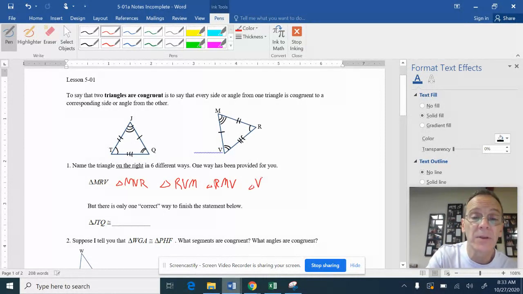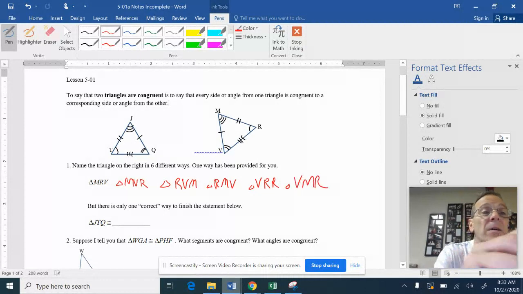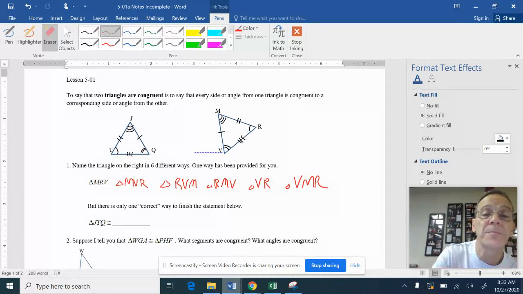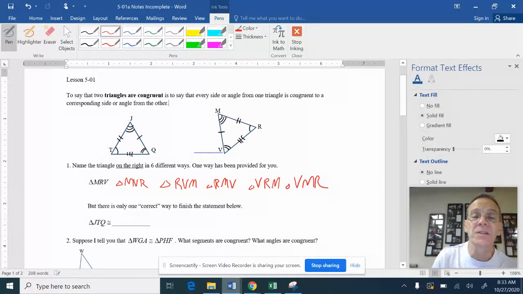And now I'm going to use the letter V, triangle VRM, and triangle, oops, that was not an M. That should be triangle VMR. Let's go get the eraser, VRM. That's supposed to be an M. Here's the 6 different ways that I can name this triangle here on the right.